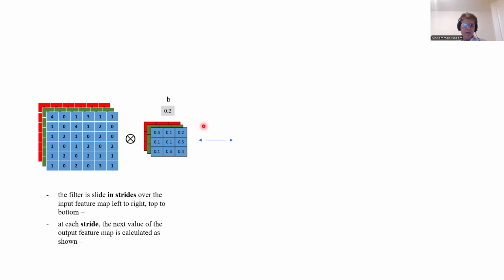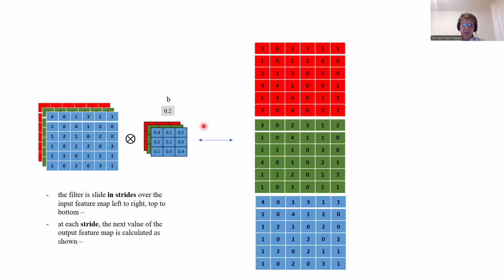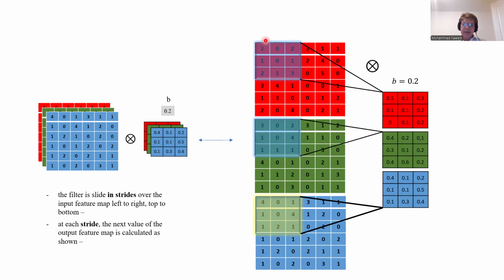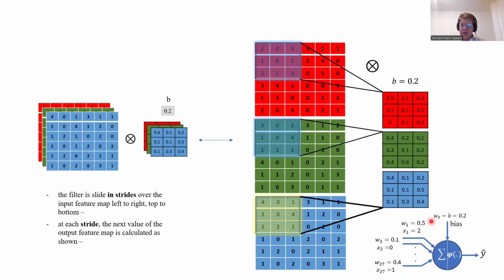So the operation would be performed like this. This is the input feature map unfolded, and this is the kernel unfolded, right? And the kernel is moved across like this, right? So here, here, and here. And subsequently, the next value of the output feature map is calculated according to this neuron computation. Y hat here denotes the next value of the output feature map. So this was the first stride, right?